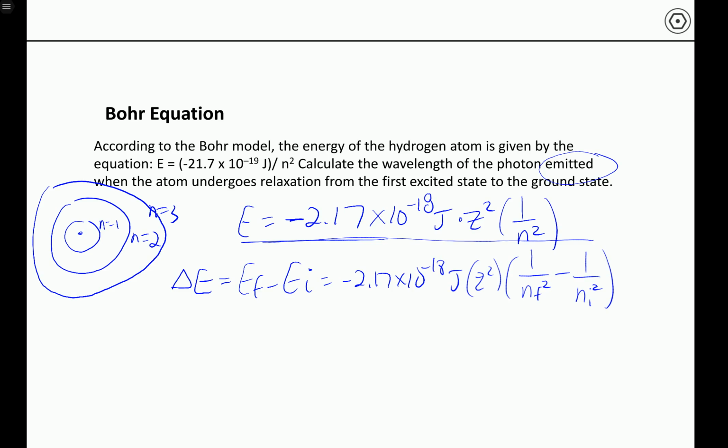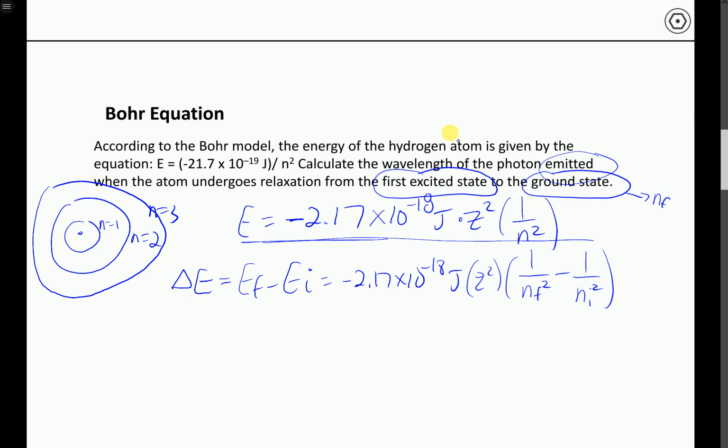Now, one challenge with this problem is that we're not given the n values directly. So the first excited state, so excited state is a higher energy state, and the ground state is the lowest energy state. So if we're going to the ground state, that means our n_f is 1. Okay, so ground state means n equals 1. The first excited state is going to be the lowest energy state above n equals 1. Another way of saying that is this is n equals 2. So when you say excited state, you're talking about a higher energy state.